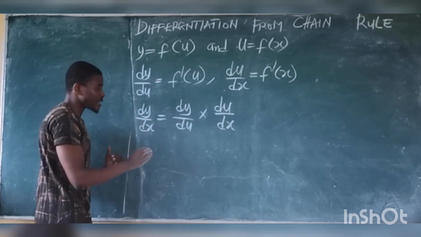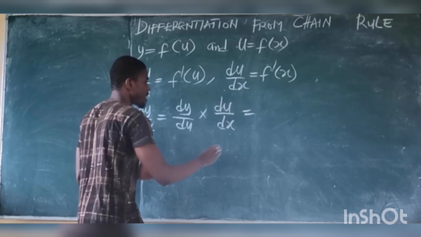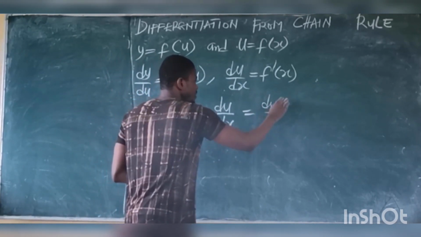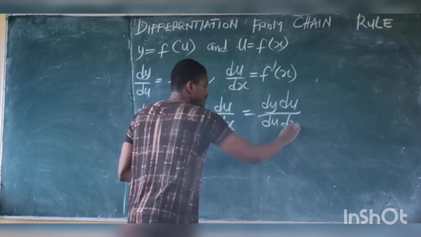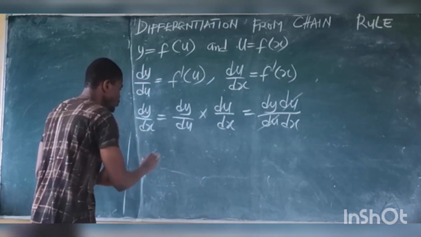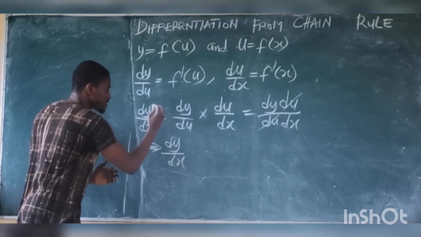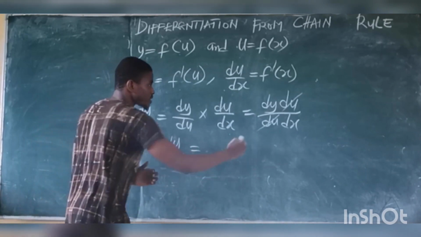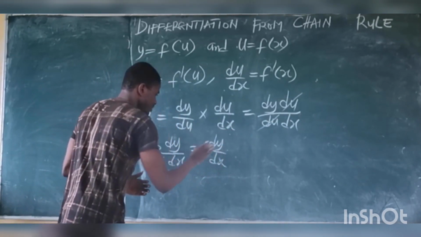So here is the idea now. If I join these products together, I'm simply going to have dy du all over du dx. So notice now that du can actually cancel du. So I will simply be left with dy dx on this side is also equal to dy dx, which is this dx.